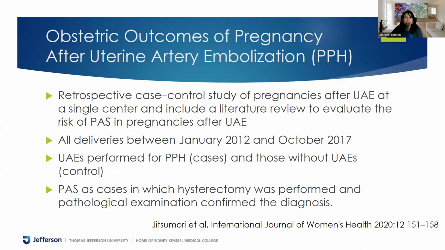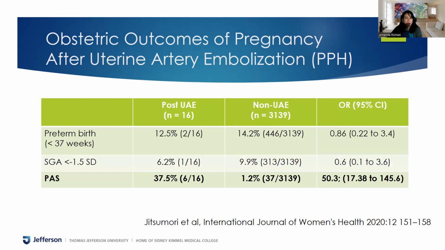What about uterine artery embolization? So this study includes only women who had uterine artery embolization due to postpartum bleeding. This is a retrospective case control from 2012 to 2017, and they used cases with no bleeding as a control. And all cases were identified, and they had a hysterectomy, and they had a pathological diagnosis. So there were 16 women that got pregnant after uterine artery embolization for postpartum bleeding, compared with 3,000 that didn't.